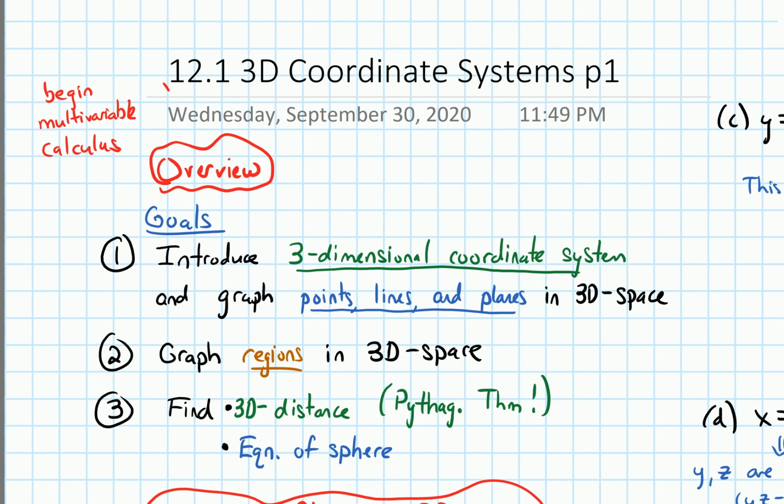All right. At this point, we have talked about how to graph points, lines, and planes in 3-dimensional space. In the next video, we'll talk about how to graph 3-dimensional curves and surfaces, and then after that, we'll move on to goal 2, which will be graphing regions.